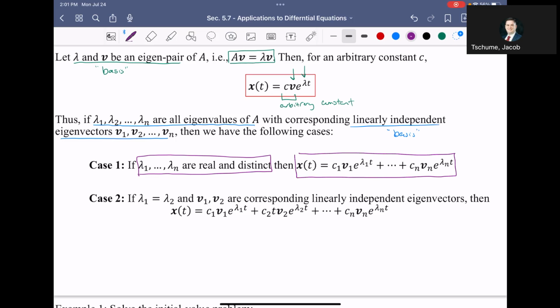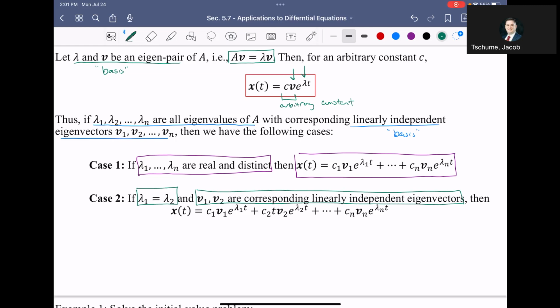Now, we may not see this case today, but another case you need to be aware of is: what happens if two of your eigenvalues are the same? Well, even if the eigenvalues are the same, you should still be able to find corresponding linearly independent eigenvectors that correspond to those two eigenvalues, or in this case, the one eigenvalue. When that happens, your solution is going to look very similar.